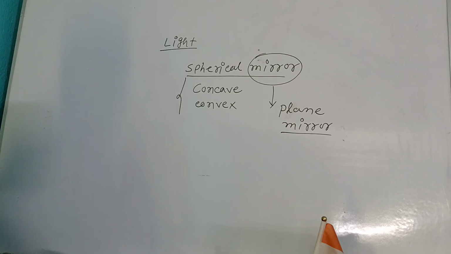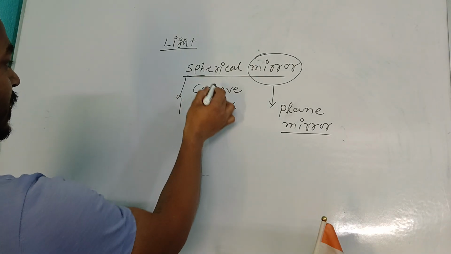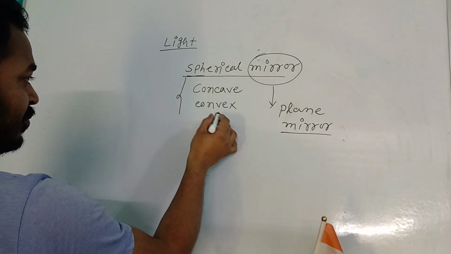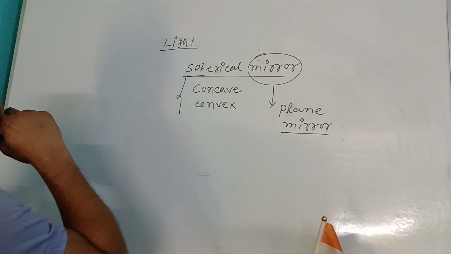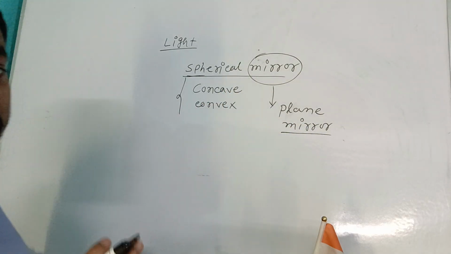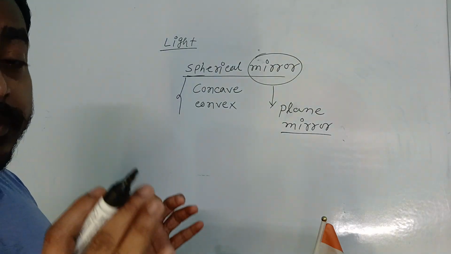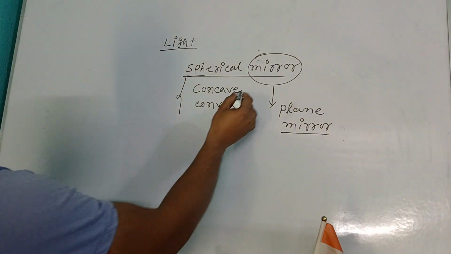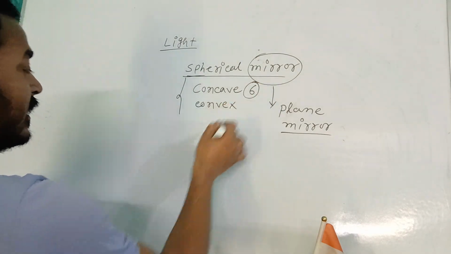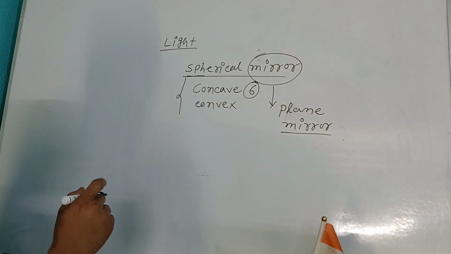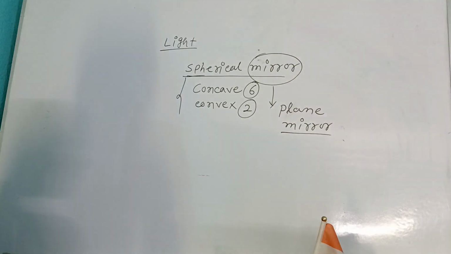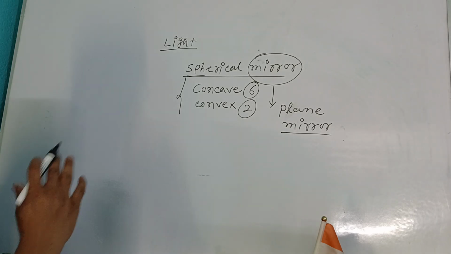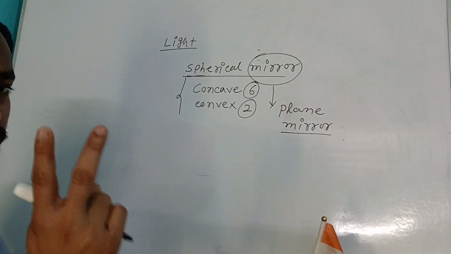So first, spherical mirror: concave and convex and plane mirror. In case of concave mirror, we have a total of 6 ray diagrams. And in case of convex mirror, we have 2 ray diagrams. In case of concave, 6. In case of convex, 2.